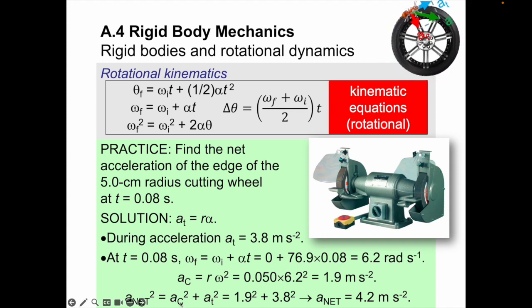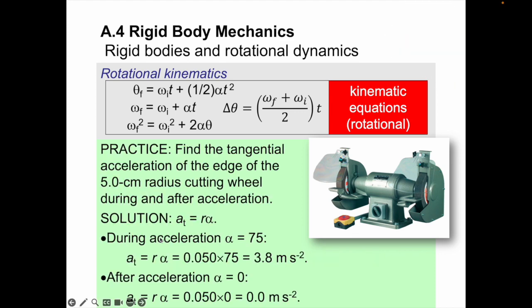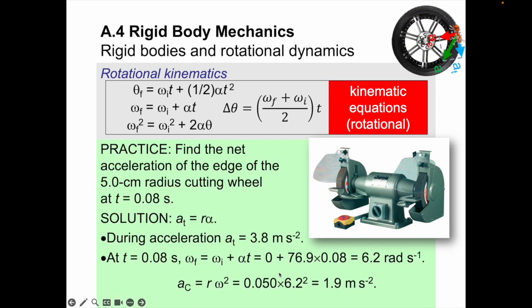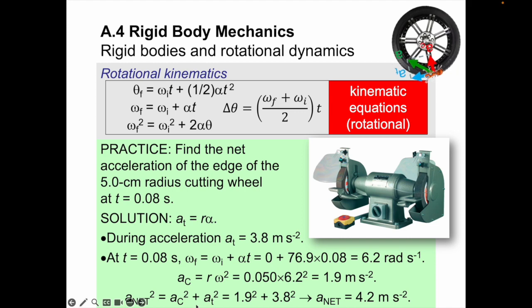the c acceleration, which is going to be our beginning acceleration. This is going to be our ending acceleration, the one from here, after the acceleration. We're going to take that one, square it, plus the during, and square them to get our net as 4.2 meters per second squared. And that's going to be that linear acceleration in both cases.